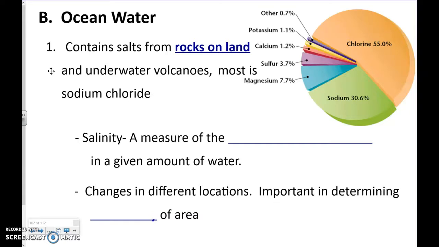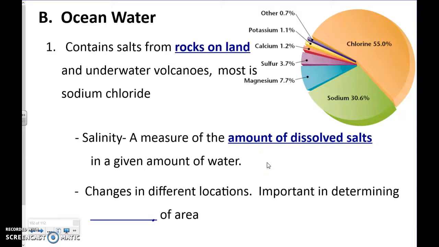It's actually the same reason that the Great Salt Lake is salty, right? All that water carries salt from rocks down, the water evaporates, and the salt really has nowhere to go. So it's much saltier than the ocean water. The measure of the amount of salt in water is called salinity. That's what we call it. It measures the amount of dissolved salt in water.